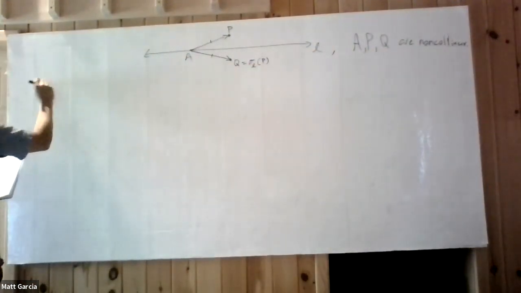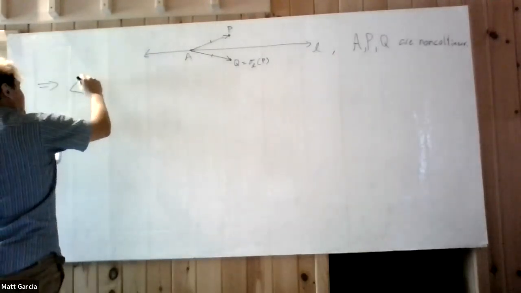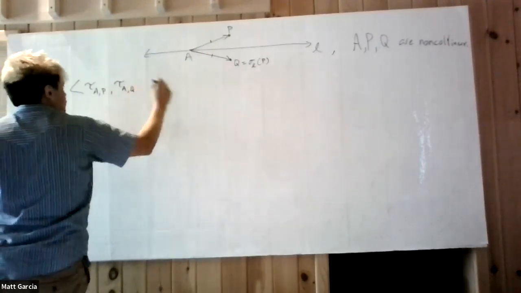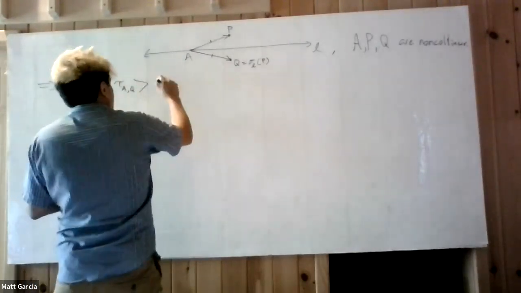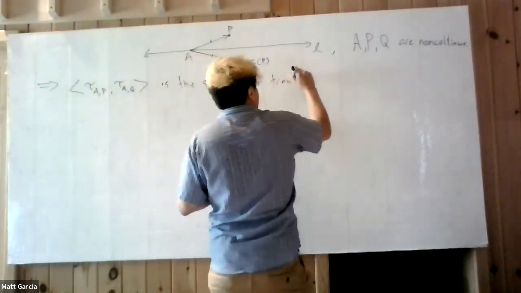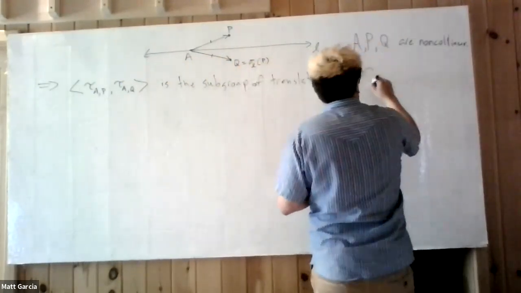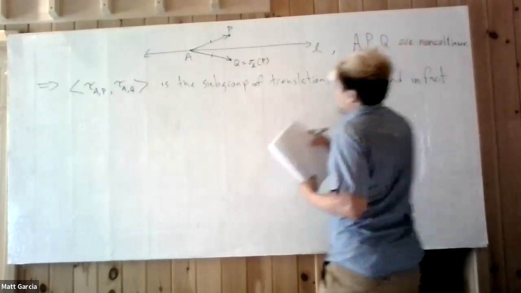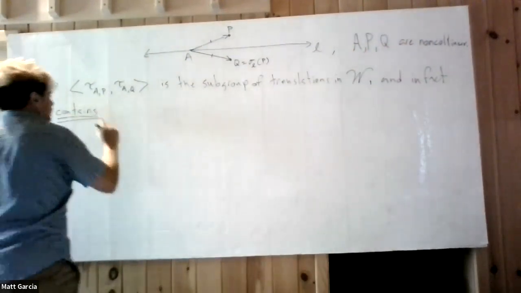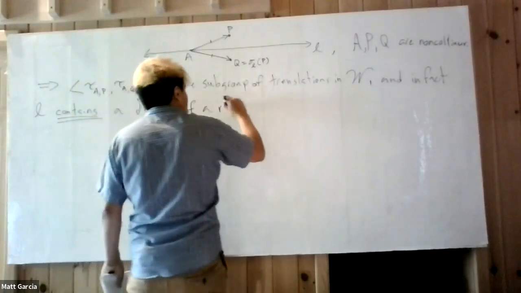So, in other words, we can say the following, that the group of translations generated by tau sub A comma P and tau sub A comma Q is the subgroup of translations in W. And in fact, L contains a diagonal of a rhombic unit cell.